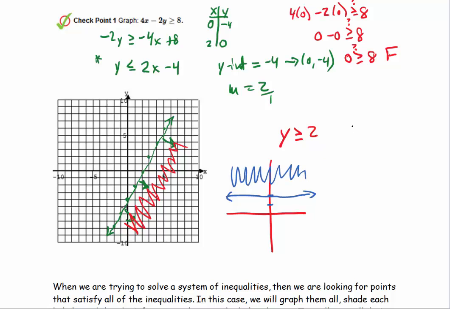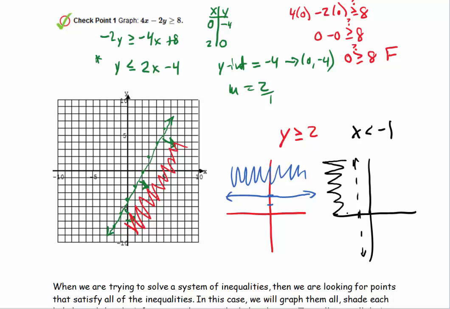Another example with x would say x is less than negative 1. Since we have only x this time, we are going to draw our boundary line as a vertical line. Now, this inequality does not have the equal attached to it, so this time we will make that a dotted line at negative 1. X less than would be to the left side of negative 1, so we would shade that in on the left side.